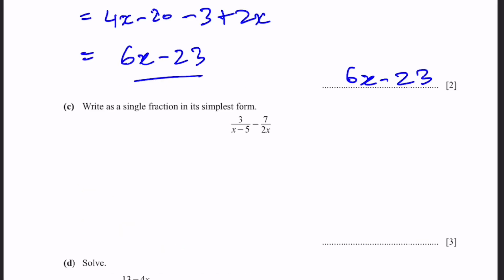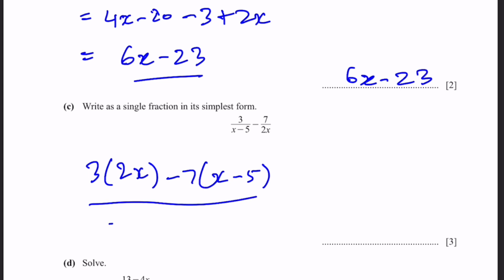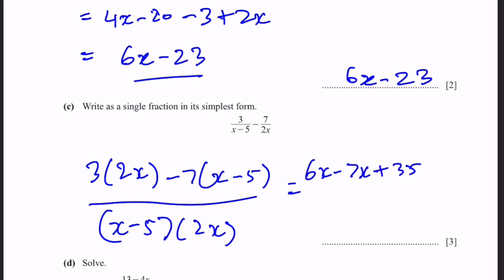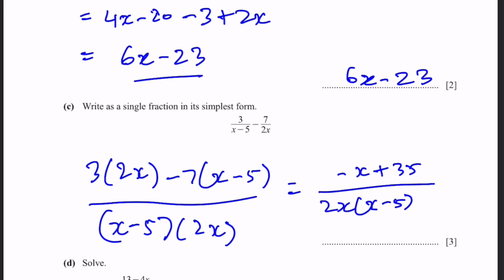Let's go to part C. Write as a single fraction in simplest form. 3 by x minus 5 minus 7 by 2x. So we can cross multiply to get 3 times 2x minus 7 times x minus 5 divided by x minus 5 times 2x. And that's going to be 6x minus 7x plus 35 by the denominator here, 2x times x minus 5, which is simplifying minus x plus 35 by 2x times x minus 5. So that'll be our answer, 35 minus x by 2x times x minus 5.